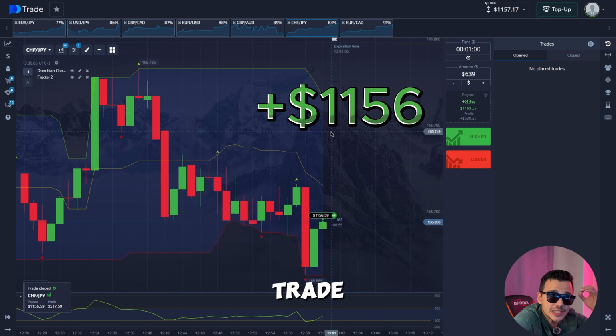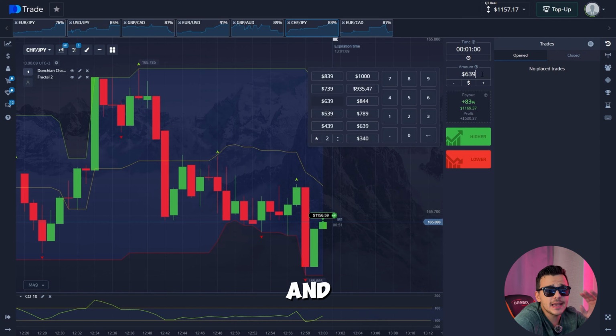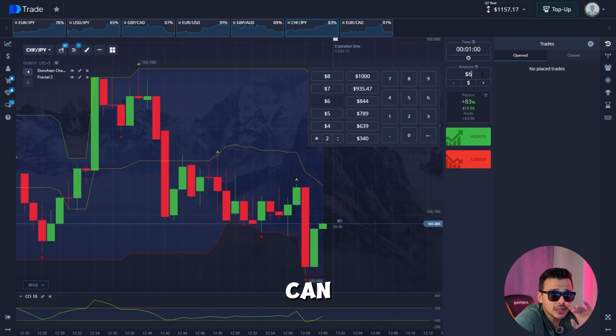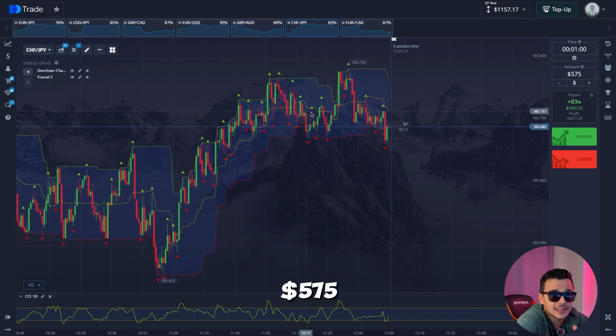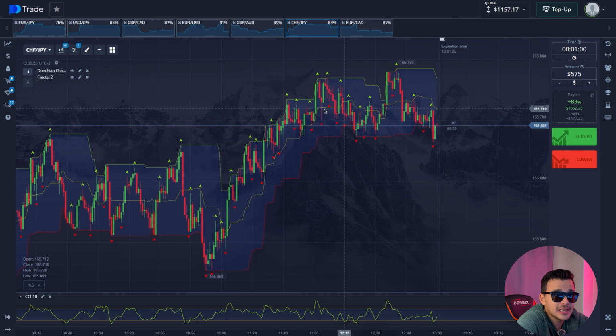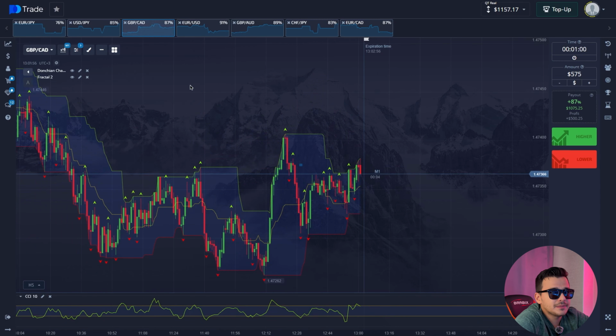And the trade closes in plus again. Very easy and very simple. As you can observe, friends, let's change the amount of the trade value. Let's set it to 575 and open two arrows for the amount of $575 each. Let's proceed and pick the following currency pair.